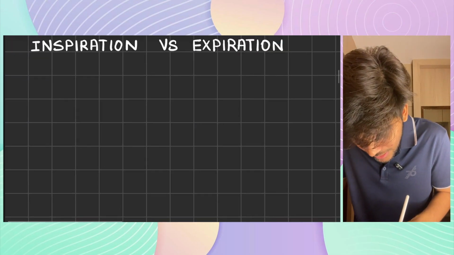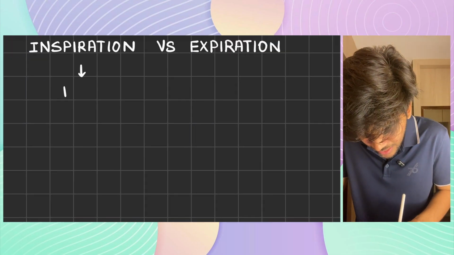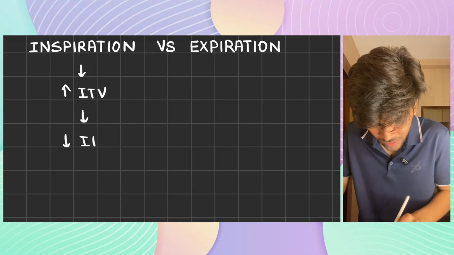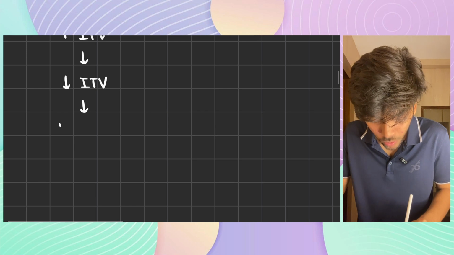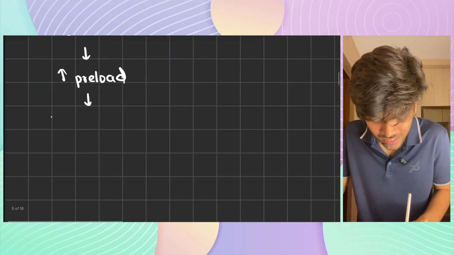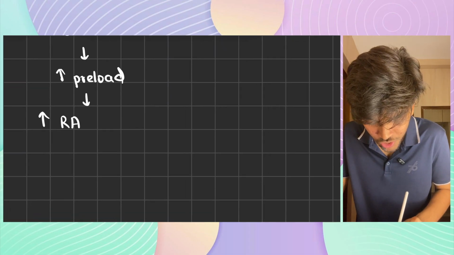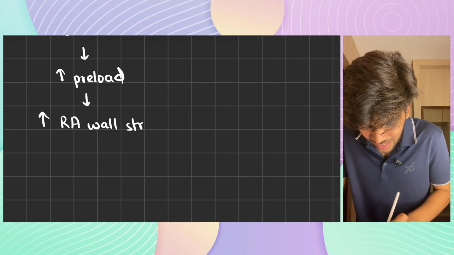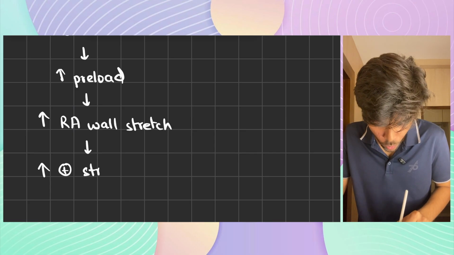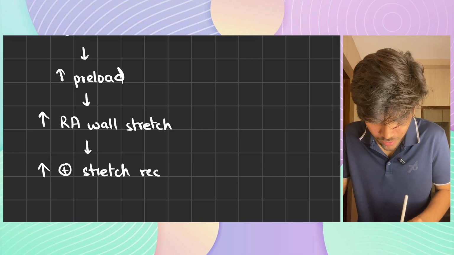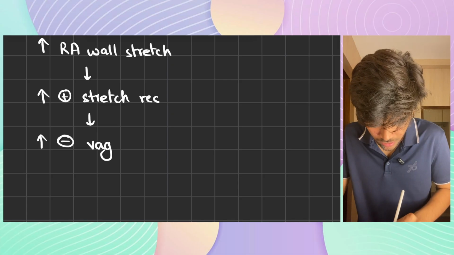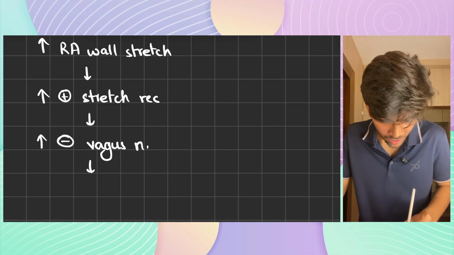Again, in inspiration there is increase in intrathoracic volume, decrease in intrathoracic pressure, increase in preload, that is the blood coming into the right atrium. As a result, there is increase in right atrial wall stretch. As a result, there is increased activation of stretch receptors. When more stretch receptors get activated, there is increased inhibition of vagus nerve. As a result, there is increase in heart rate.